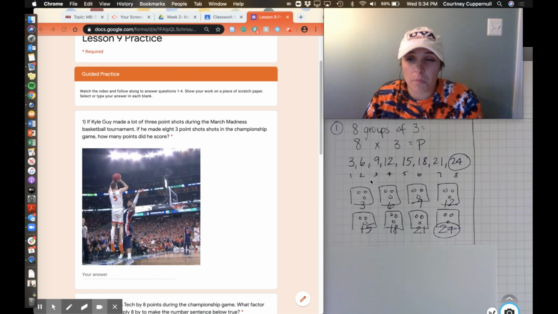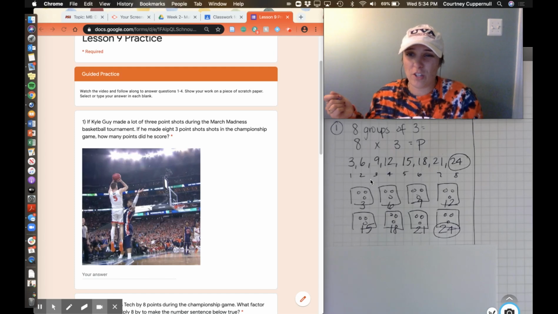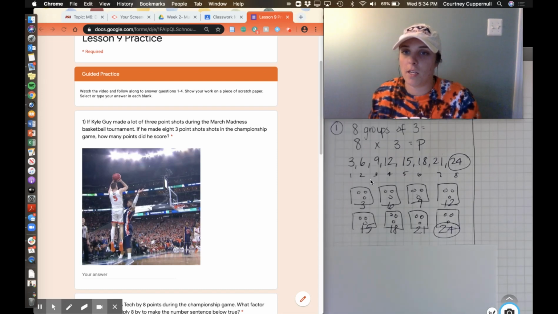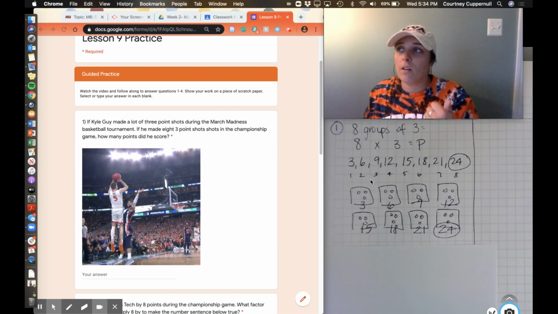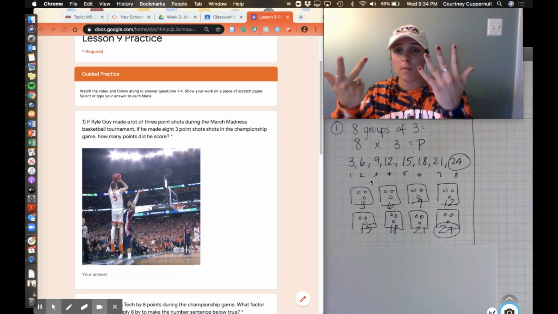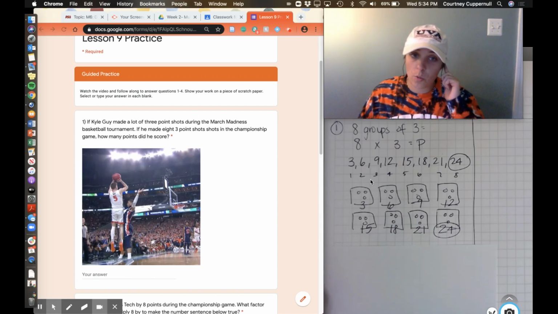Another way you could do this is repeated addition. The reason that I didn't necessarily do repeated addition was I could still count on my fingers, and to me that was faster. In the time it would take me to write 3 plus 3 equals 6, 6 plus 3 equals 9, I can be thinking to myself, 3, 4, 5, 6, 7, 8, 9, 10, 11, 12, 13, 14, 15. As I'm using my hand to support my counting, I'm still moving a group each time. So we know our answer to this is 24.